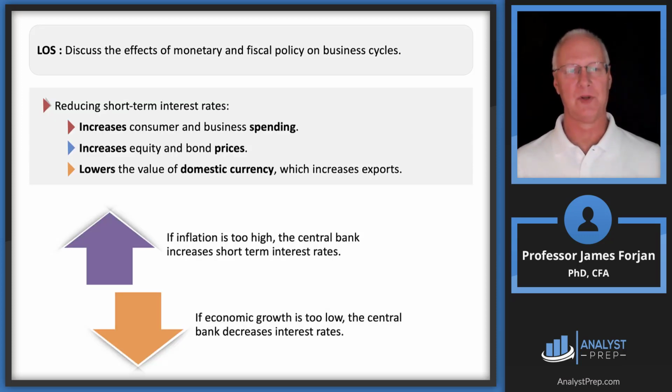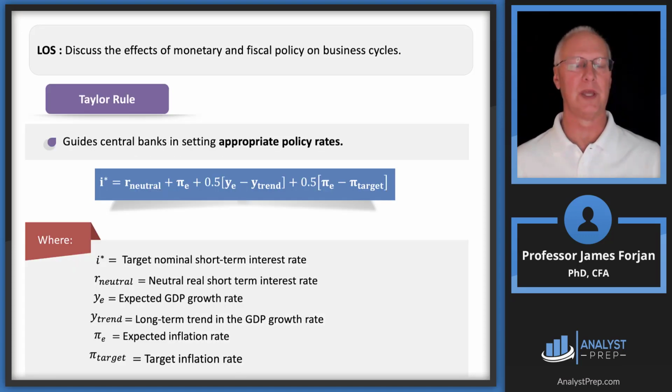How about when the Fed does reduce short-term interest rates, like the discount rate or the Fed funds rate? That tends to increase consumer and business spending, and probably increases equity and fixed income security prices. Remember with fixed income prices that there's an inverse relationship between yields and prices, and it depends on the duration of the bond. The Fed policy of reducing short-term interest rates is probably going to lower the value of the domestic currency. We'll talk about that in just a few slides. But remember that it also is probably going to increase exports. When inflation is too high, the central bank will increase short-term rates. If economic growth is too low, the central bank decreases interest rates. Those two arrows on the bottom are probably good ones to memorize for the exam.